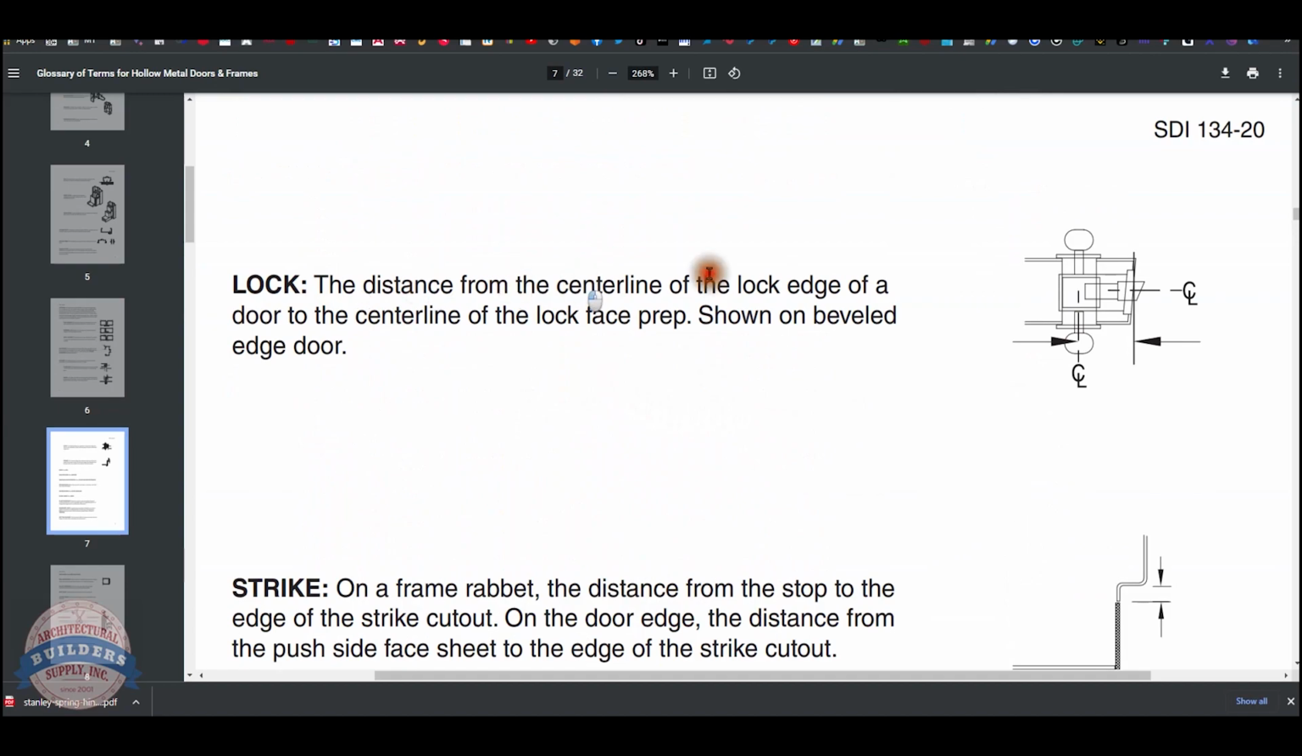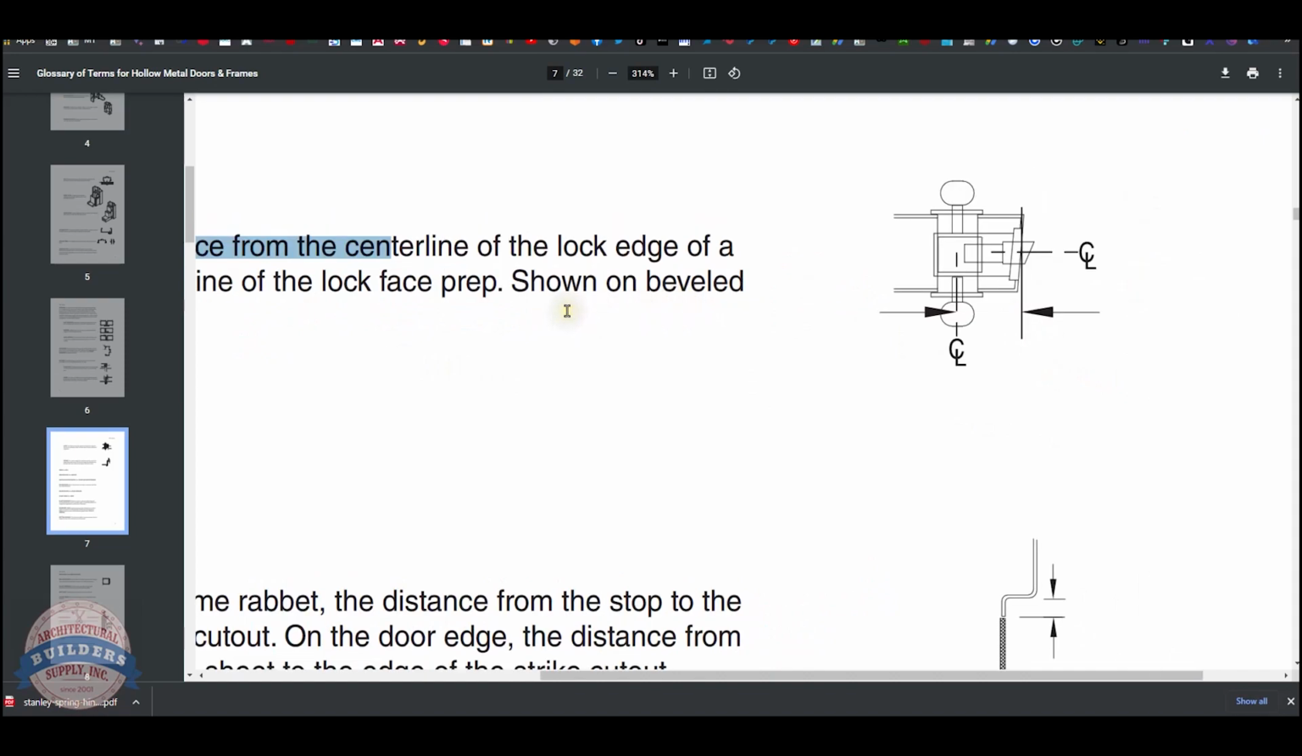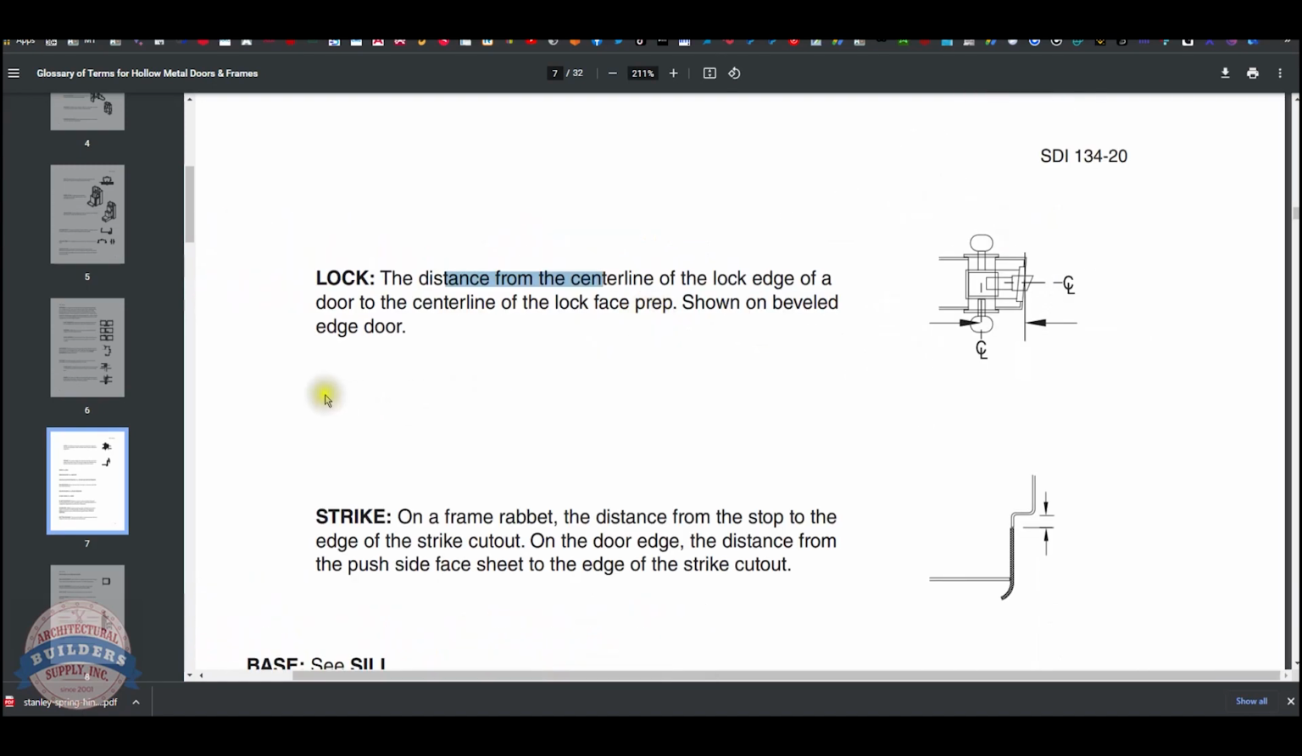The distance from the center line of the lock edge of a door to the center line of the lock face prep, shown on beveled edge door. So what they're saying here is the lock edge to the face prep. So the edge of the door to the center line of the prep. That's your 2 3/8, your 2 3/4. That's where that's coming in.